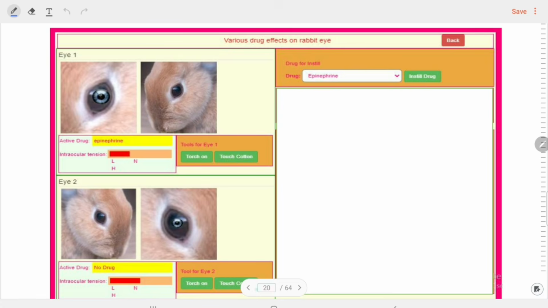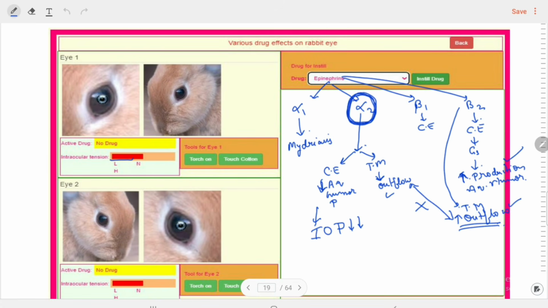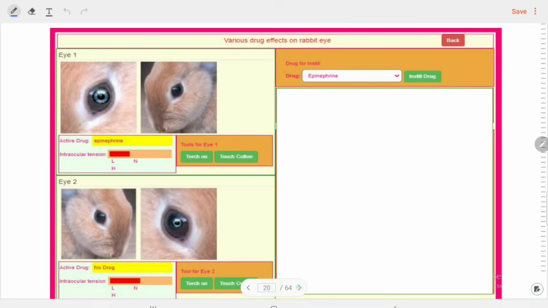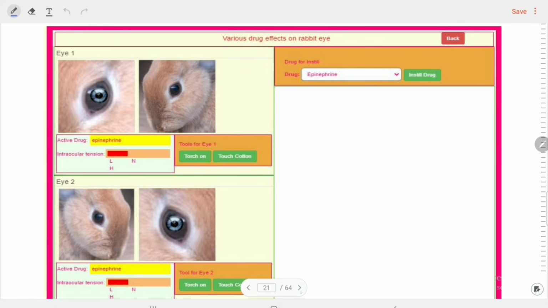Here we can see two things. One is the dilation of the pupil because of the alpha 1 activation. The other is the decrease in the intraocular pressure. Let's come to the next slide. Like this, mydriasis and decreased intraocular pressure. After giving the epinephrine, we will see the two outcomes: one is the mydriasis, the other is the decrease in intraocular pressure, right? Next, in the second eye also the same mechanism, and the same intraocular pressure decrease.